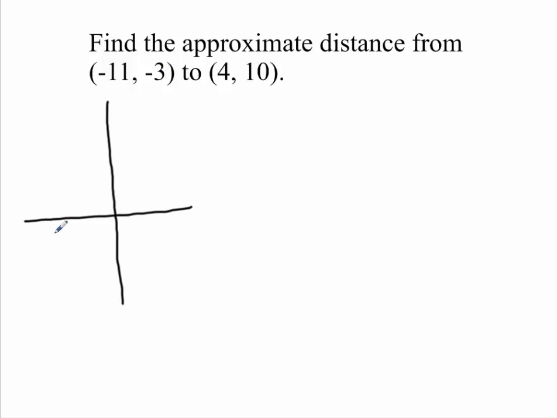So -11, -3. I'll put that -11. This will be my -3. If I were to plot this, the x value and the y value, this is my x-axis, my y-axis. So -11, -3 would be this coordinate here. And then my x value is 4, y value is 10. So I go to the right 4, which will be somewhere about here, and then up 10. So the coordinate 4, 10 would be somewhere here. And this is just a rough sketch, so you don't have to worry about it being perfect.